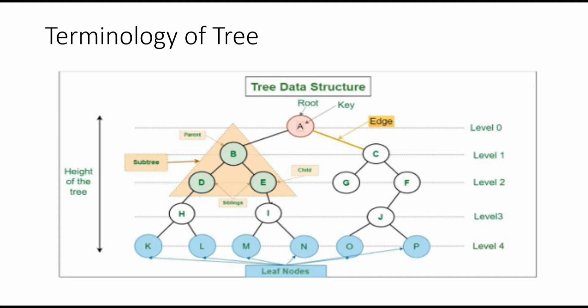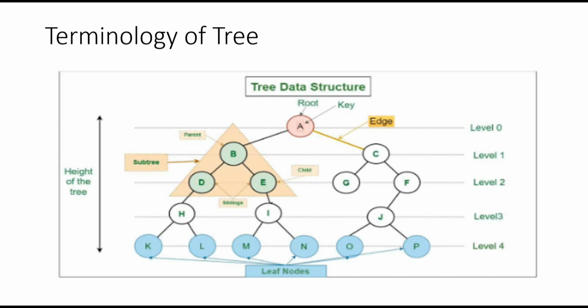D and E are the siblings of B. Again, G and F are the siblings of C. A node which has no child is called a leaf node. K, L, M, N, O, P are the leaf nodes, also called external nodes or terminal nodes. A node which has at least one child is called an internal node. These are the internal nodes: H, I, J.